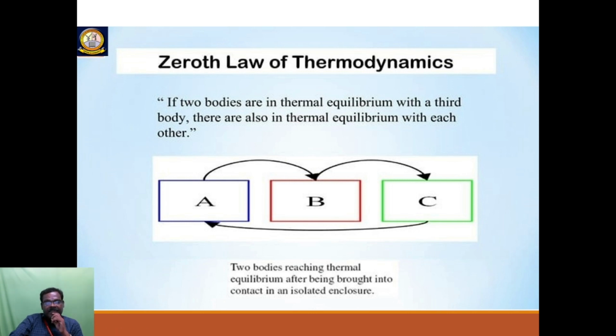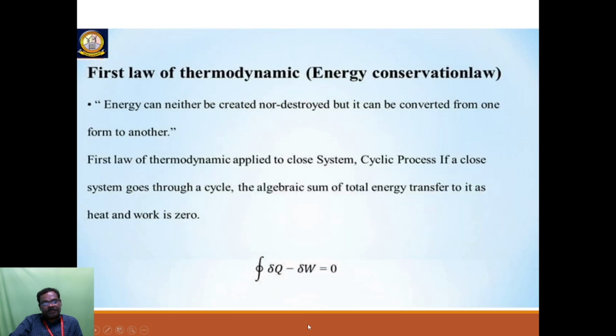This is called the zeroth law of thermodynamics. So you have three systems A, B, C, and all three systems are in thermal equilibrium. If two systems, A and B, are in equilibrium with the third system C, it means all three systems are in equilibrium with each other. This is called the zeroth law of thermodynamics.